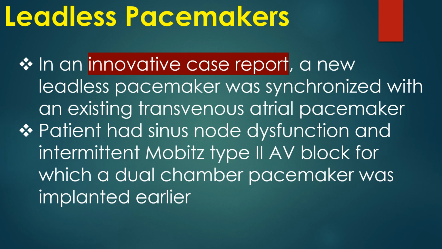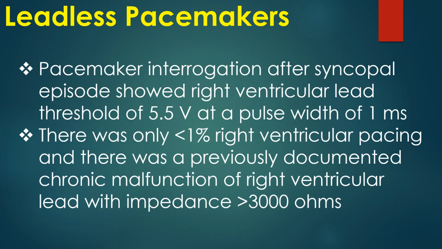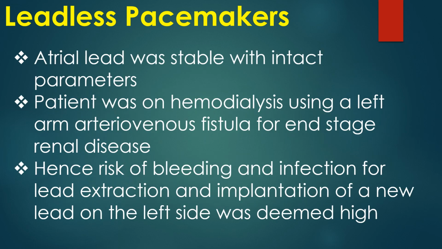Patient had sinus node dysfunction and intermittent Mobitz type 2 AV block, for which a dual chamber pacemaker was implanted earlier. Pacemaker interrogation after syncopal episode showed right ventricular lead threshold of 5.5 volts at a pulse width of 1 millisecond. There was less than 1% right ventricular pacing, and there was a previously documented chronic malfunction of right ventricular lead with impedance more than 3000 ohms. Atrial lead was stable with intact parameters.